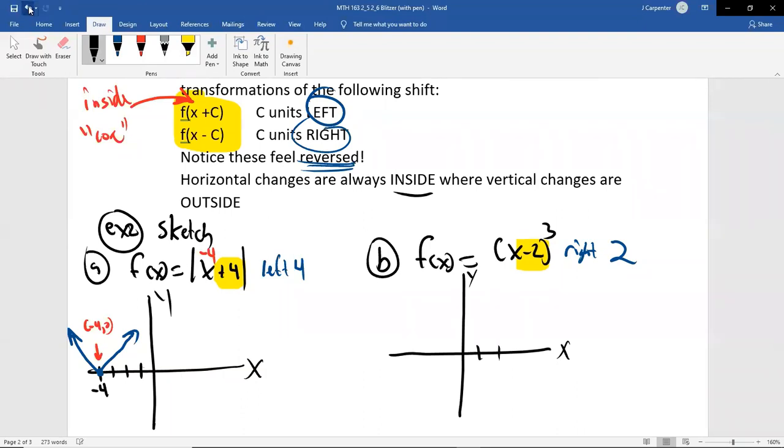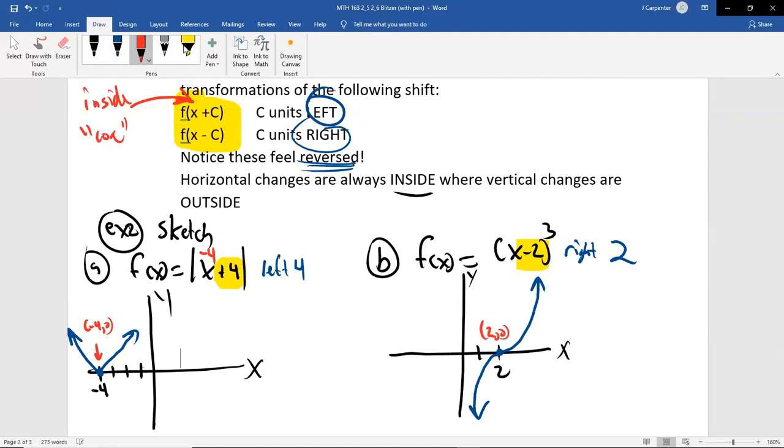Right 1, right 2. So there's that kind of beginning point, the starter point. Up and right from there, down and left from there. Try and make it as best as you can. There we go. So this point right here is (2, 0).